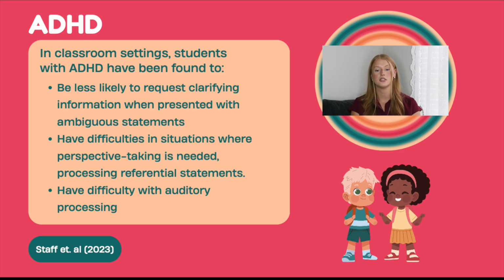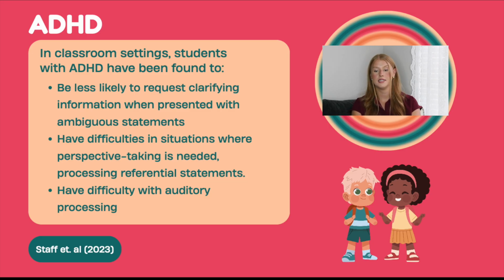In classroom settings, children with ADHD have been found to do some of the following things: be less likely to request clarifying information when presented with ambiguous statements, have difficulties in situations where perspective taking is needed, and processing referential statements. For example, sentences that refer to something either directly or indirectly. Direct would be, the book is on the table, whereas indirect would be, where's the book? It's on the table.